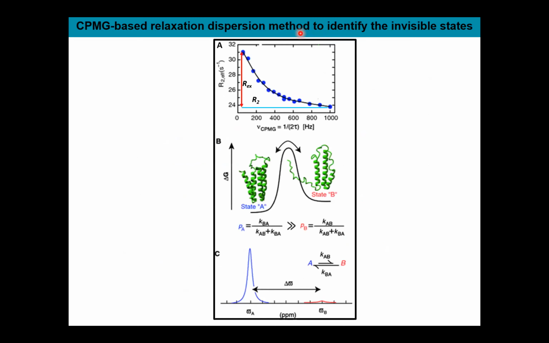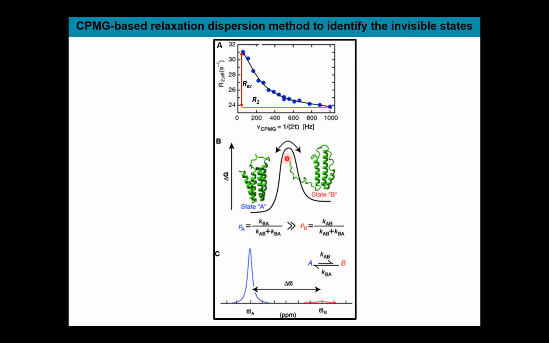For that, the first thing I did was a CPMG-based relaxation dispersion experiment to identify the invisible state in this HDAC8 protein. As an introduction, if we see this kind of decay curve in the relaxation dispersion experiment, it means that the residue has at least one excited state. The difference between the R2 effective value at low CPMG and at high CPMG, or infinity CPMG, is known as the REX value.